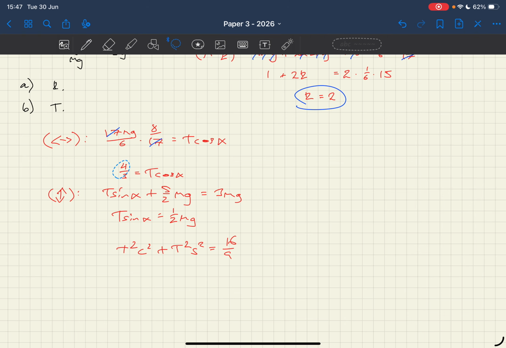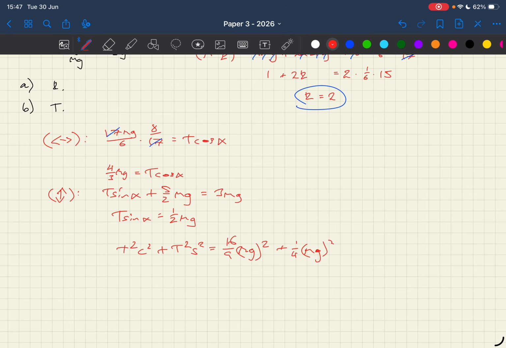That should still have an mg, sorry. Should still have an mg squared. And then do another one, we'll have a quarter mg all squared. So what is 1 quarter plus 16 on a 9th? We have 37 on 36. No, 73 on 36. So square rooting that, what do we get? Root 73 on 6 for T, lots of mg. Does that look good? It does. Looks very good. I think that's the end of mechanics.